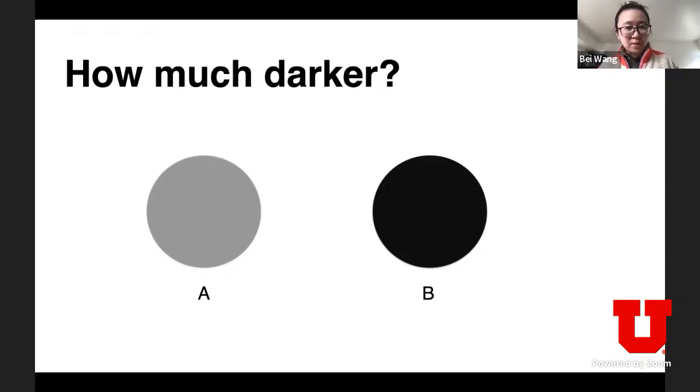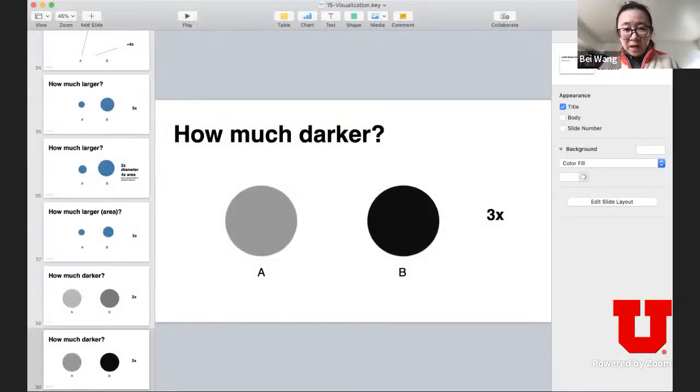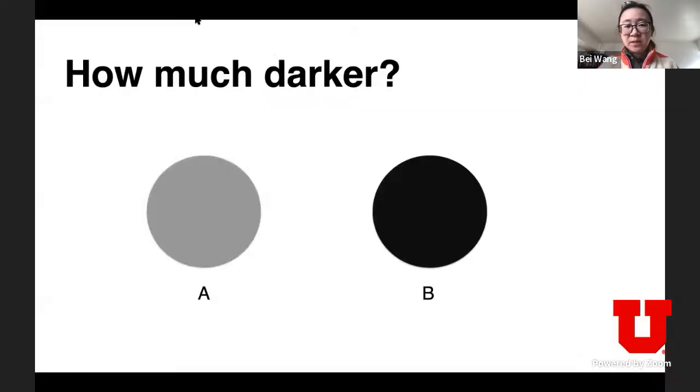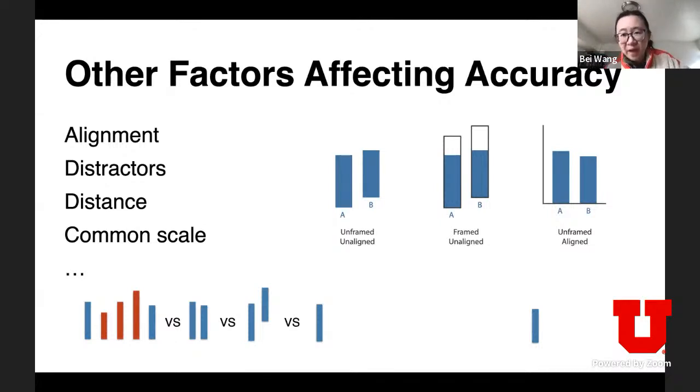Okay, so I can't see the chat for some reason. So the answer is infinitely darker. It turns out it's only 3 times darker. So this leads to another interesting question: even though we can tell which one is slightly darker, it's actually not easy for us to tell the proportion of darkness when we use this. So if you're using color hues to encode quantity, it's not very effective. Now, there are other factors that are affecting the accuracy.